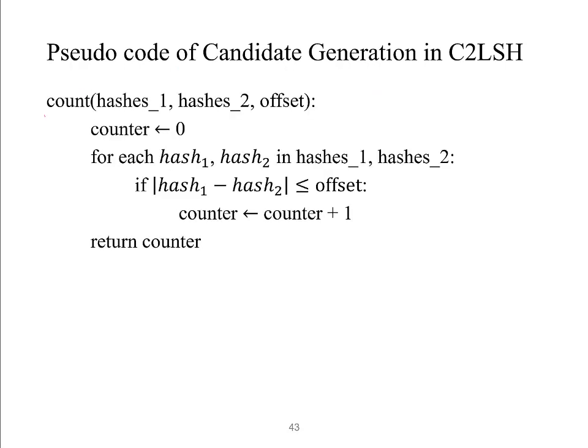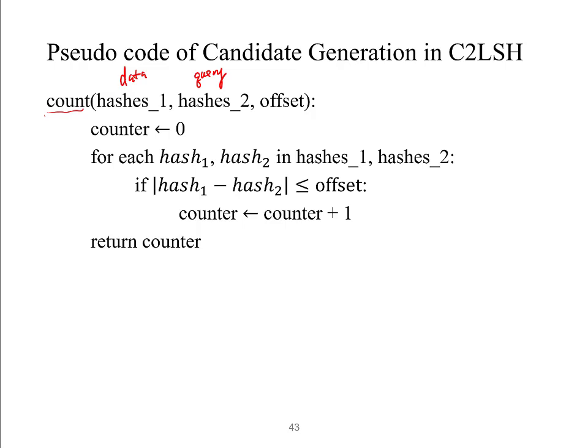And for the count, we give hash 1 as the data hash, and hash 2 as the query hash, but it does not matter too much. I mean, these two can be swapped. And offset is for the virtual rehashing, as we have mentioned before. So you set the counter to be 0 at first. And for each hash 1 from hashes 1 and hash 2 from hashes 2, we compute their difference. As long as their difference is smaller than or equal to offset, we add 1 to the counter.